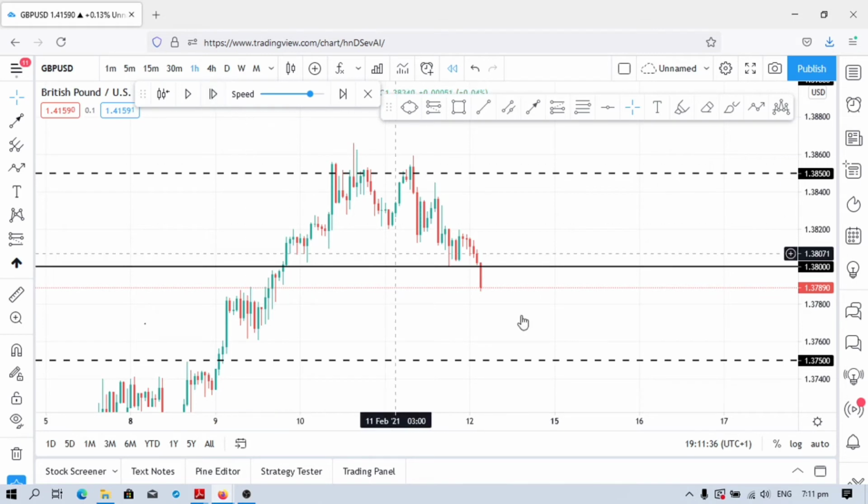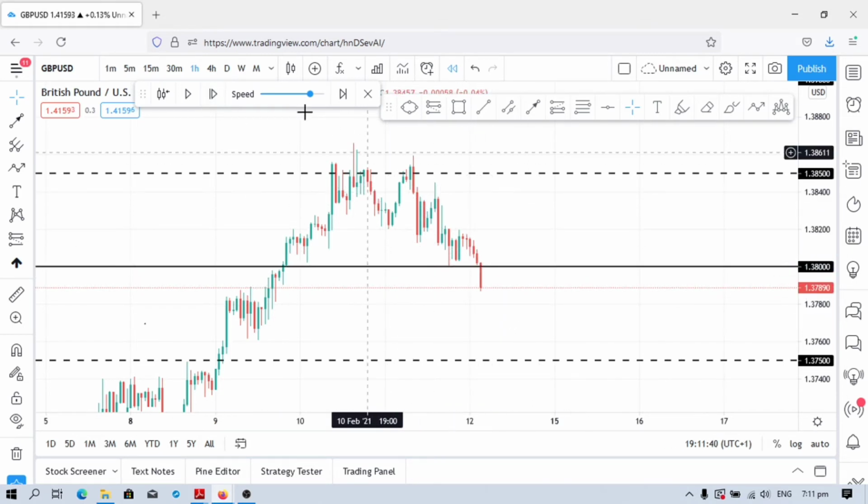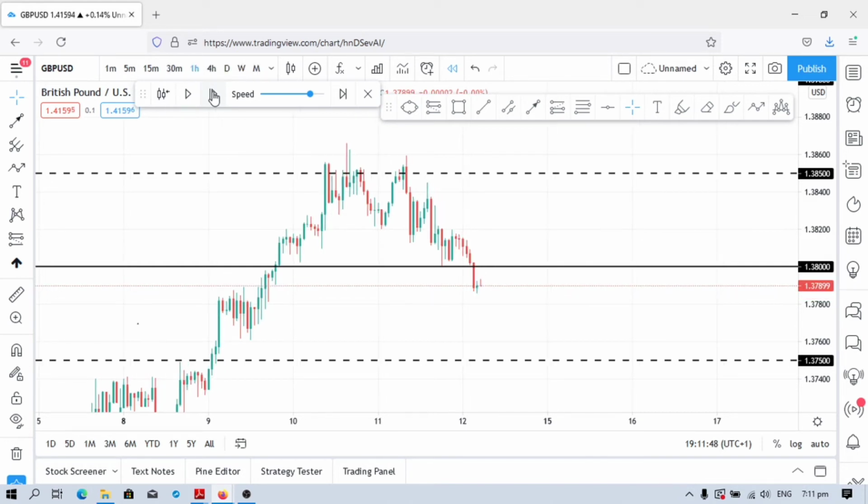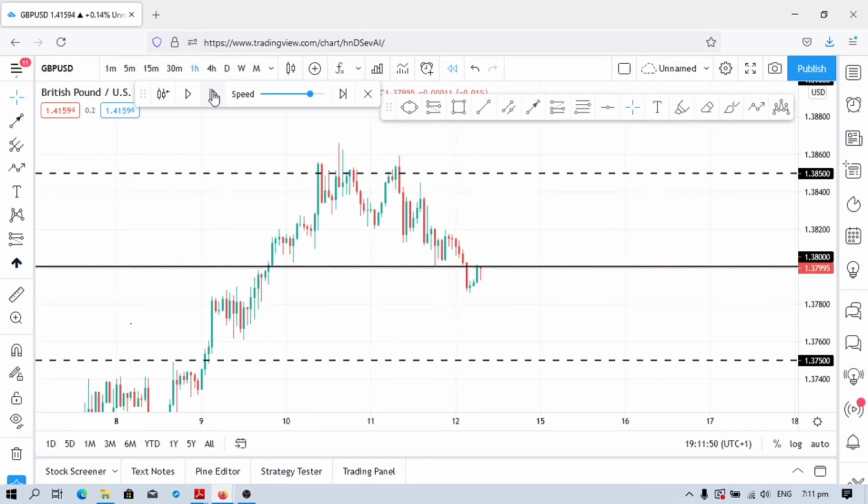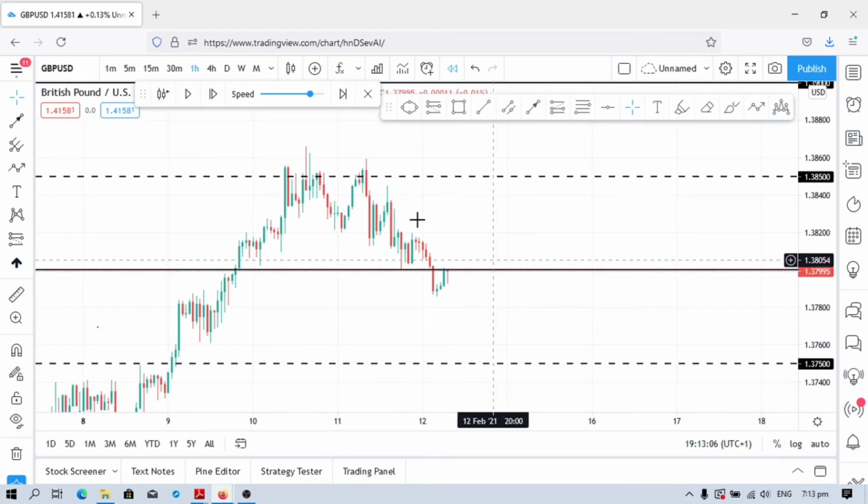So that was a very nice break of this psychological level, and let's see if there will be a retest of this level. Like I mentioned earlier, I'll just be taking only buy opportunities. Okay, so price has gone to retest this level. If price breaks above this level again with a strong bullish candle, I'll enter the buy trade. Okay, so let's see what happens.